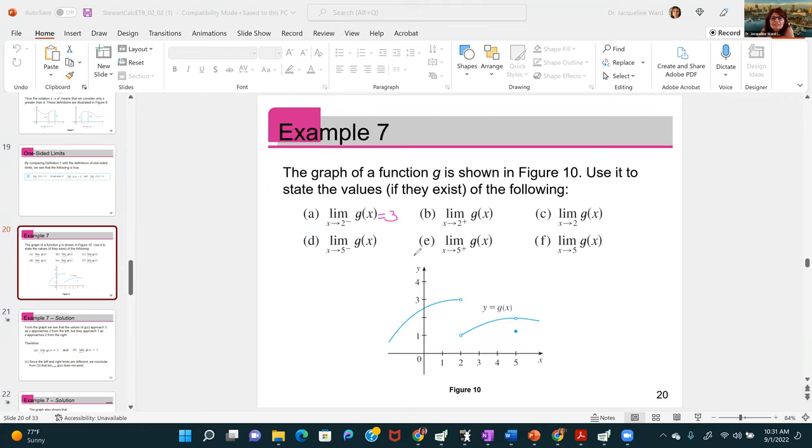And then what about as you're approaching 2 from the right? The Y values. Right, so you're looking on the x-axis as the x's are approaching 2 from the right. You go up and you look at the y values, right? It's getting closer and closer to 1. And then what is the limit as x goes to 2? That means now from both sides.